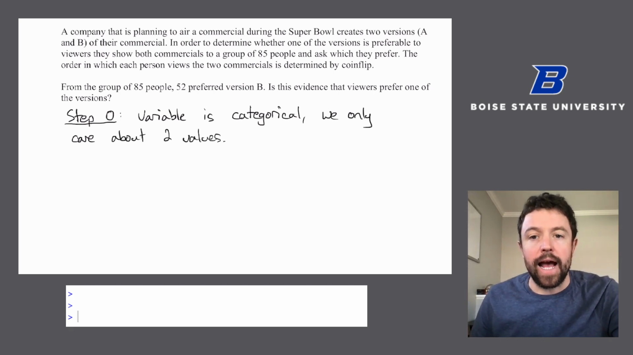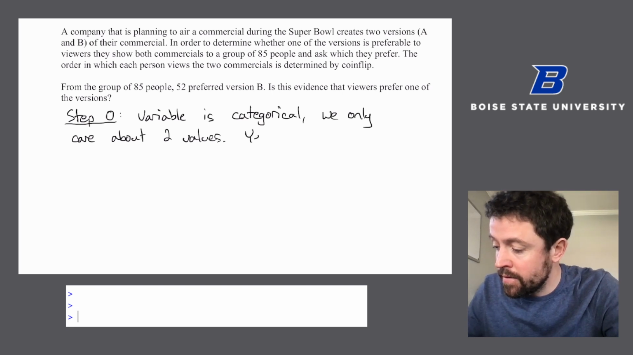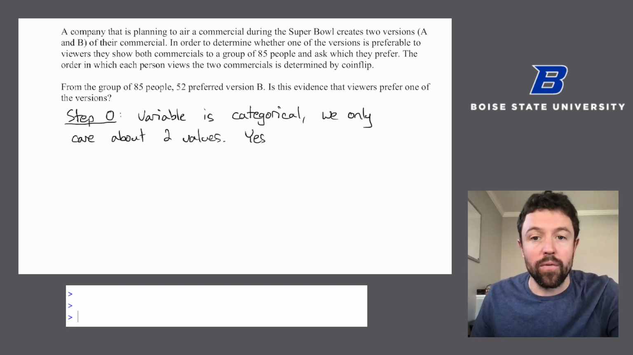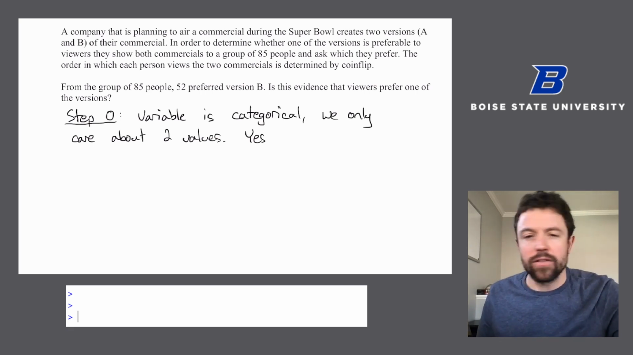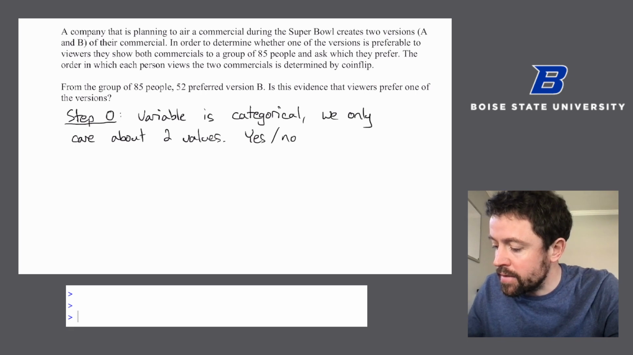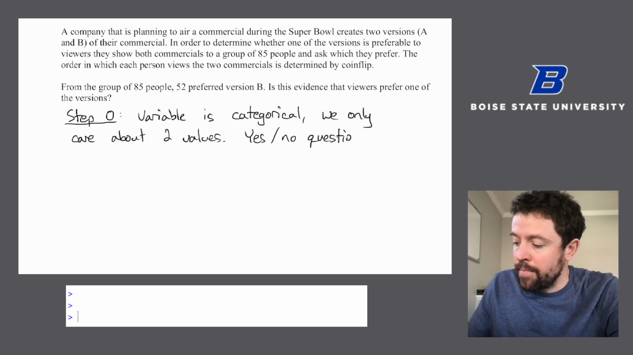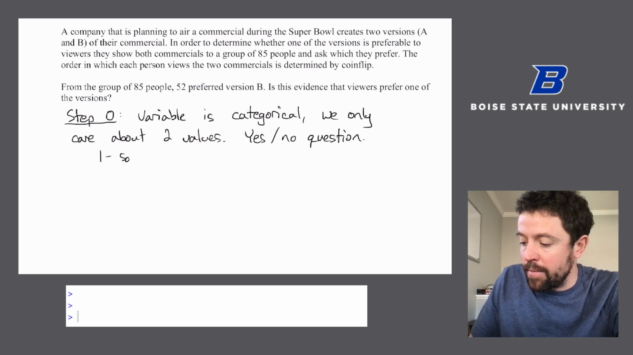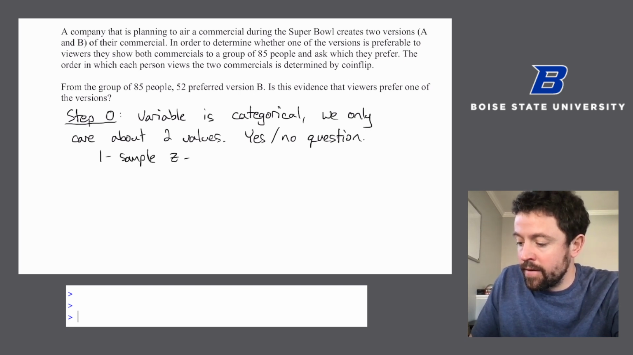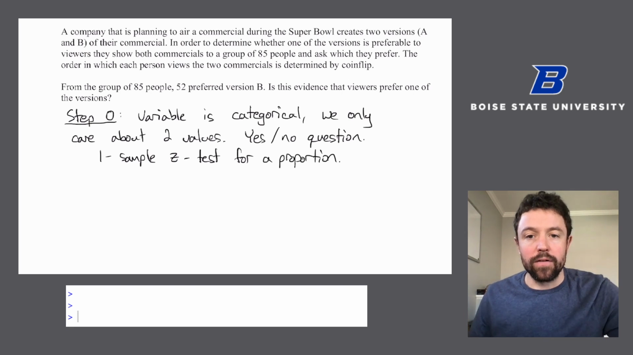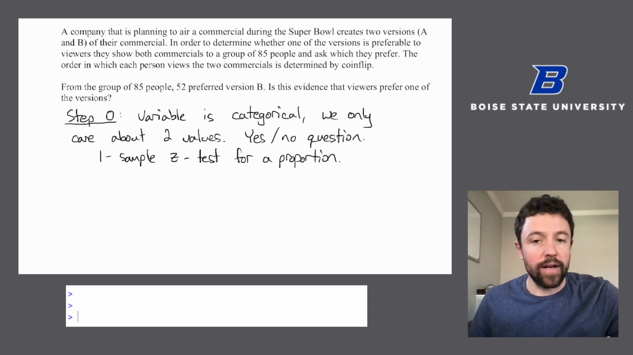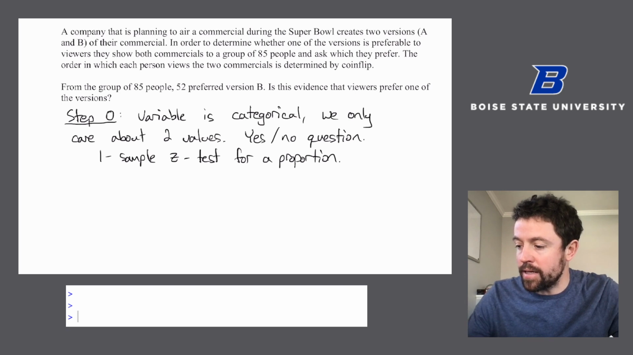And the question we're being asked is a yes/no question. That is, is this evidence that viewers prefer one of the versions? Or in other words, we could say, do they prefer version B, or do they prefer version A, or something like that. So it's a yes/no question. And so that means it's a hypothesis test. And so this should be a one sample Z test for a proportion. So step 0, not really part of the actual hypothesis test, but a very necessary step. The problem didn't tell us to do a hypothesis test. We determined that that's what we should do.